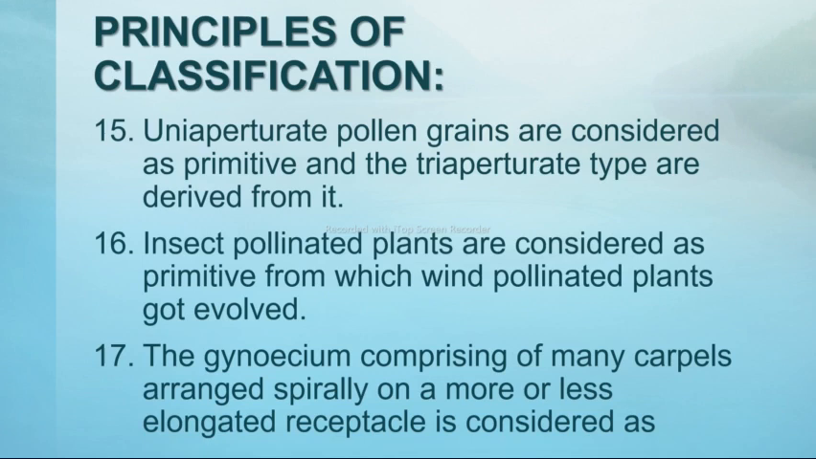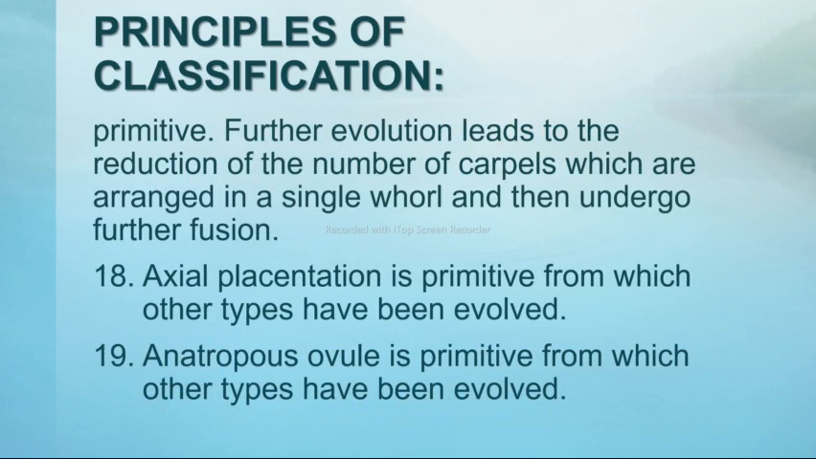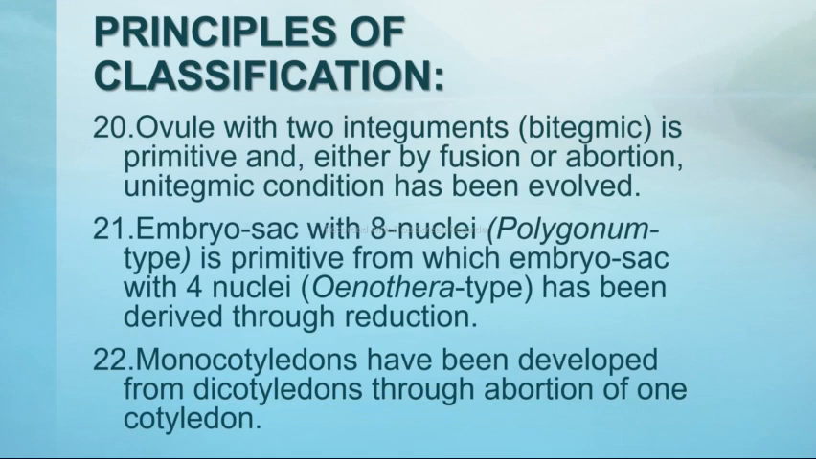17th, the gynoecium comprising many carpels arranged spirally on a more or less elongated receptacle is considered primitive. Further evolution leads to the reduction of the number of carpels, which are arranged in a single whorl and then undergo further fusion. 18th, axile placentation is primitive, from which the other types have been evolved. 19th, anatropous ovule is primitive, from which the other types have been evolved. 20th, the ovule with two integuments, the bitegmic, is primitive. Either by fusion or abortion, the unitegmic condition has evolved.